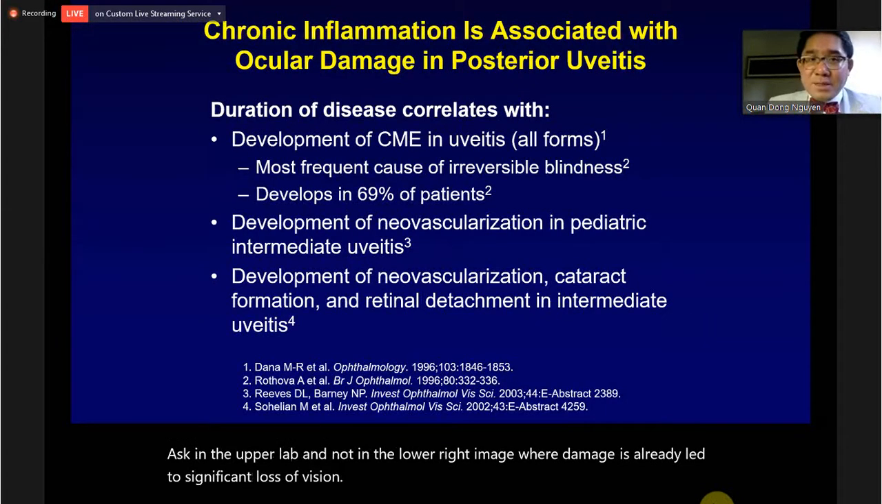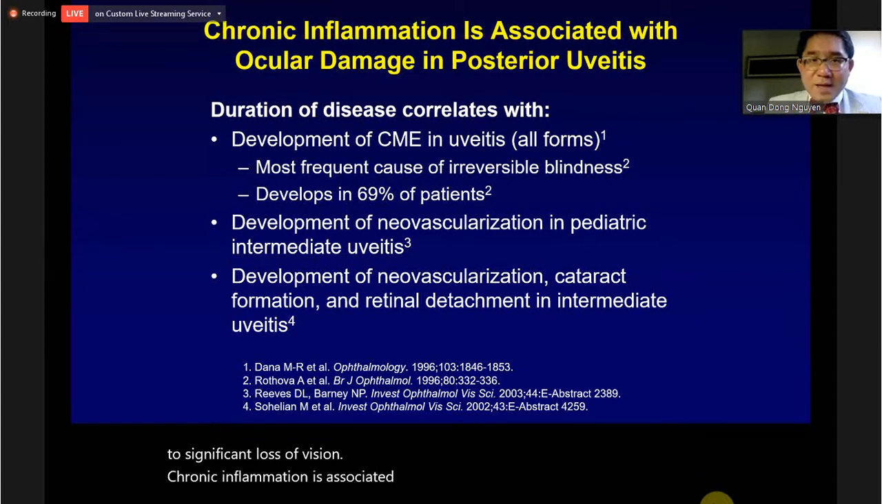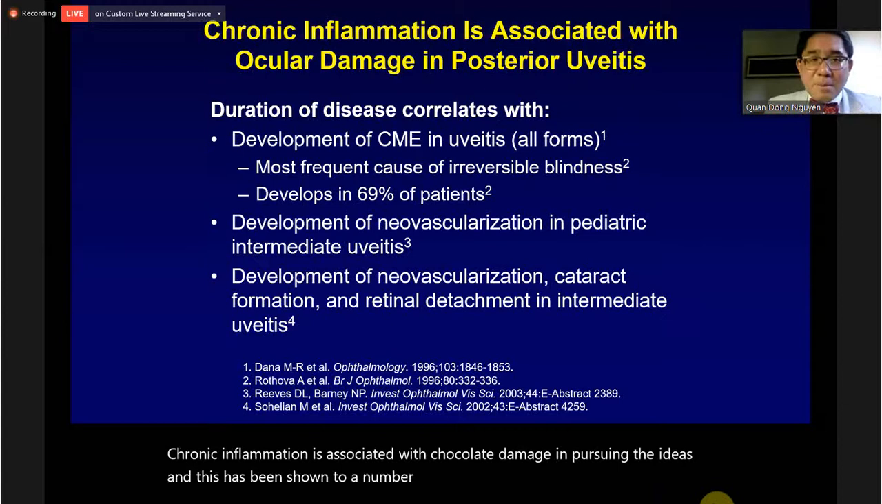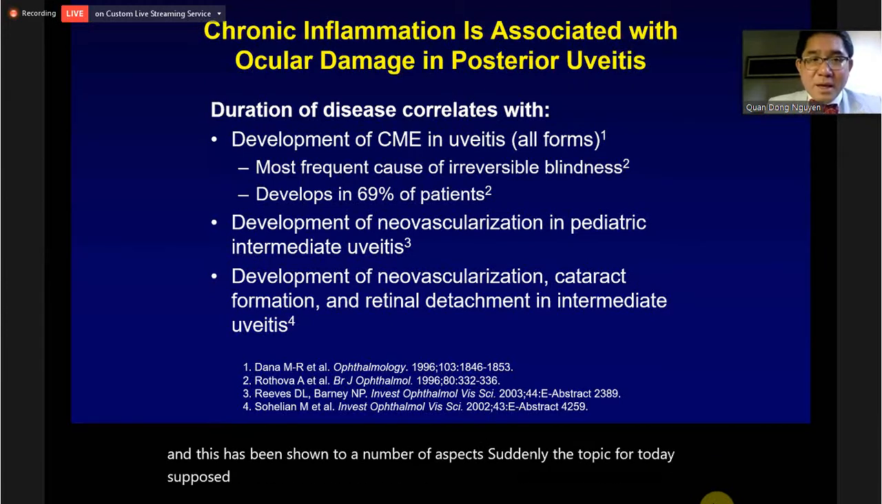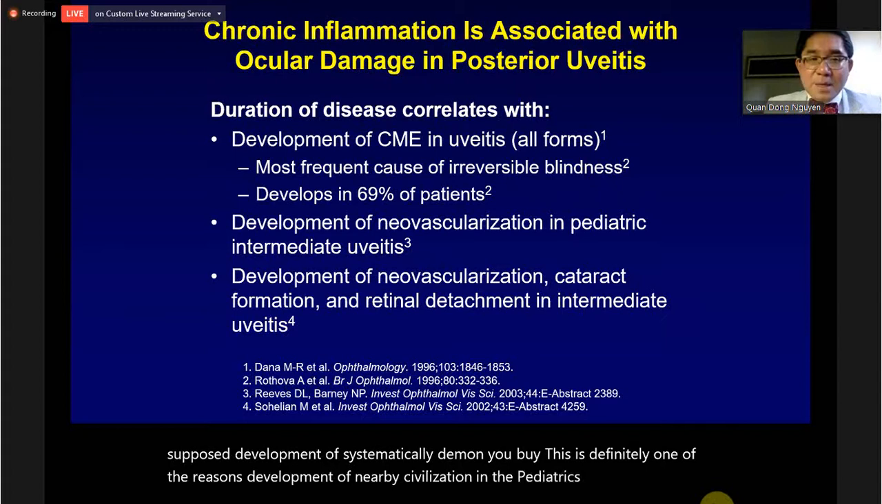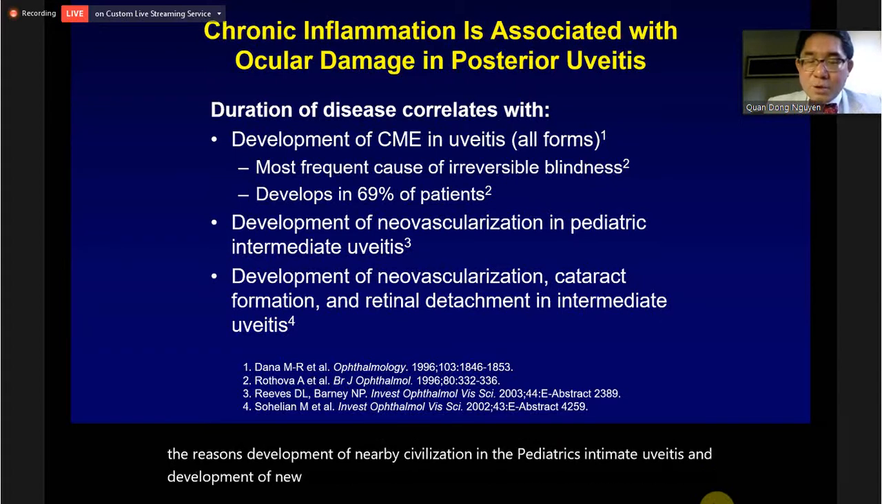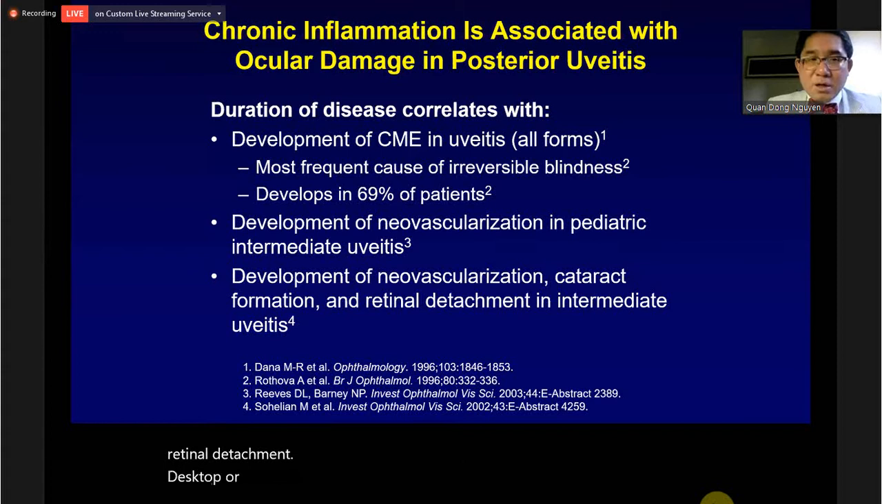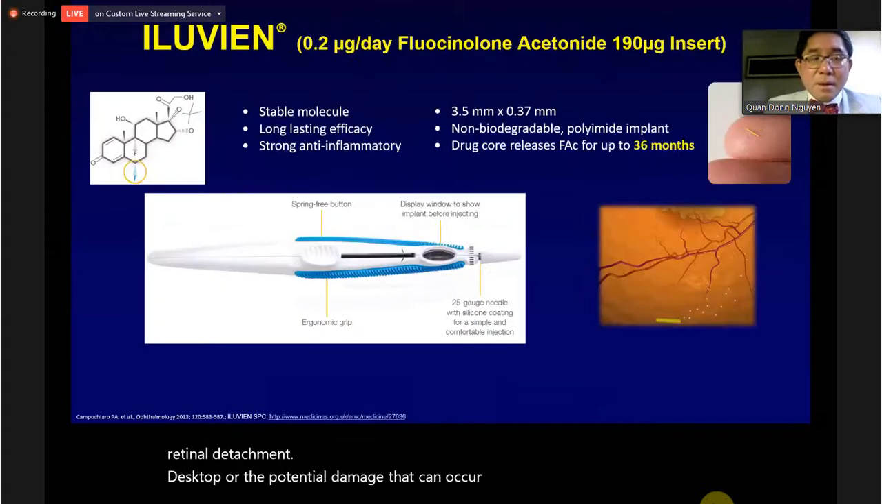Chronic inflammation is associated with ocular damage and posterior uveitis, and this has been shown in a number of aspects. Certainly, the topic for today's symposium, development of cystoid macular edema and uveitis, is definitely one of the reasons. Development of neovascularization in pediatric intermediate uveitis, whether retinal or choroidal, cataract formation, and retinal detachment. These are all the potential damage that can occur with chronic inflammation.